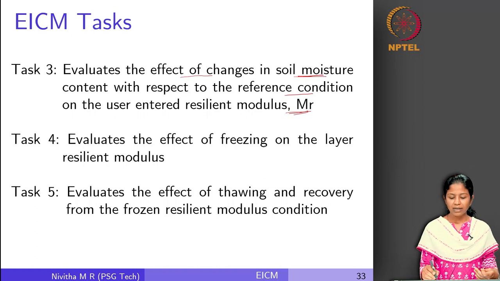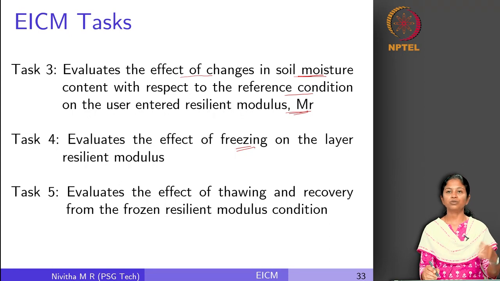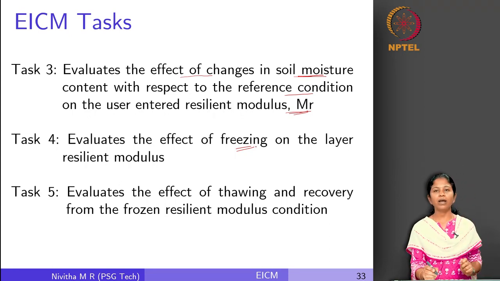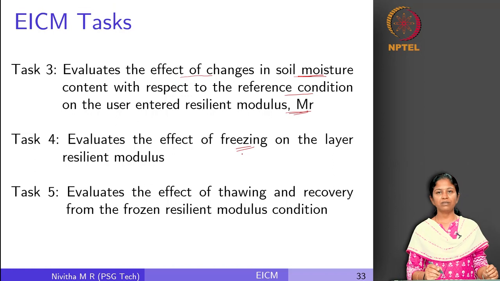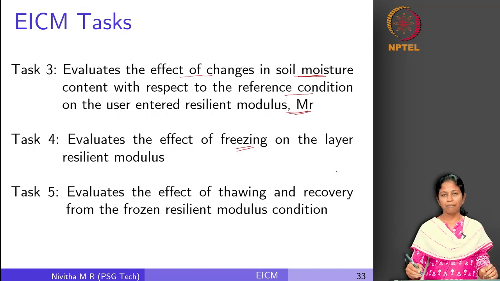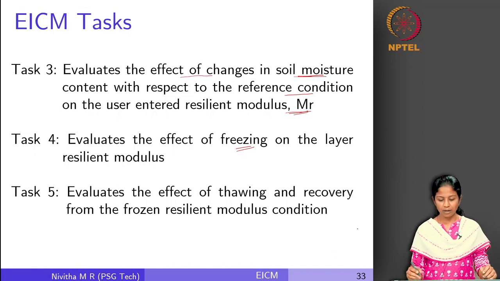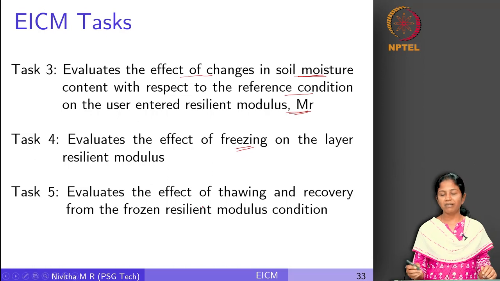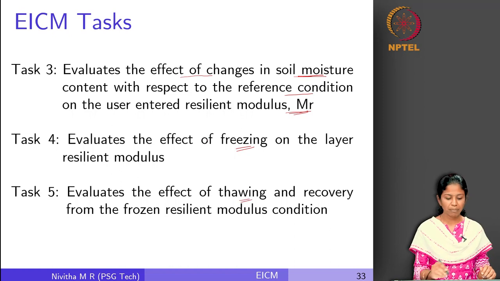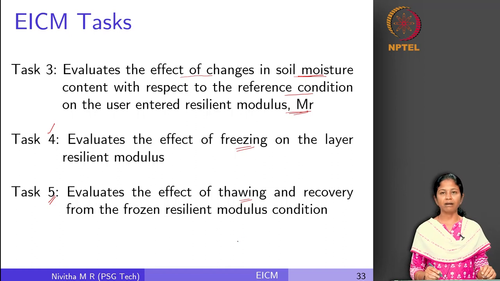The fourth task is to evaluate the effect of freezing on the layer resilient modulus. So far we have been calculating the soil moisture content. Now we are going to quantify also the effects of freezing condition. So as the temperature in the layer varies, how much is the freeze and thaw that is observed in the pavement, or observed in the granular layer to be precise. It also evaluates the effect of thawing. So this is the freezing part separately, which is task 4, and task 5 is the thawing and recovery.